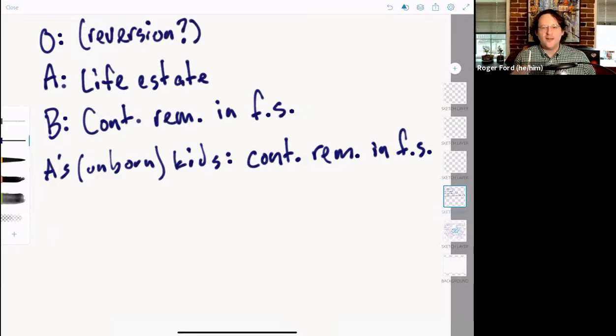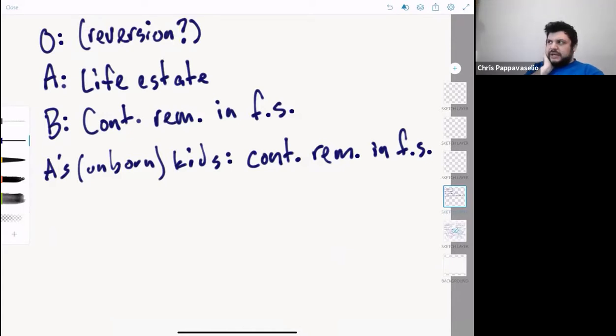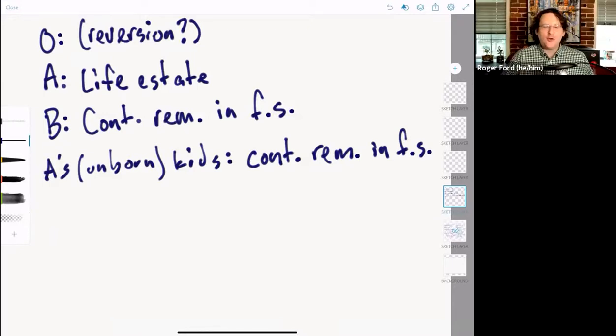So is that true anytime we have contingent remainders? I think anytime there's a lack of vested remainders, it would be the case. That's not quite true. You could have alternative contingent remainders where it's certain that one of the two of them will get it. And then O wouldn't have a reversion.